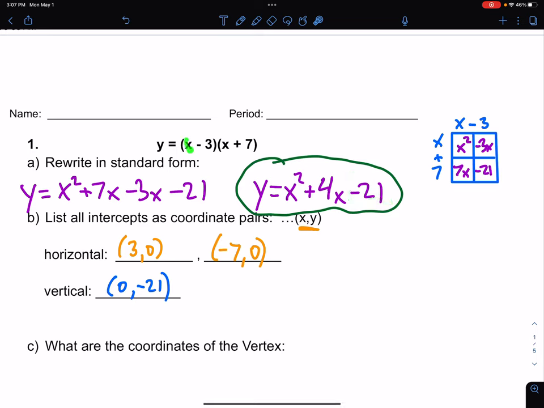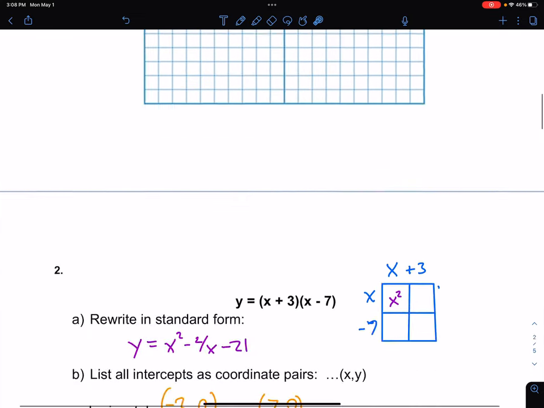I recommend plugging it in here because we know there's no mistakes here. You might have made a mistake when you wrote standard form. You could, but should get the same answer if you're plugging in 0 for all your x's. Guess what? You're going to end up with negative 21. All right, let's put that on the graph.